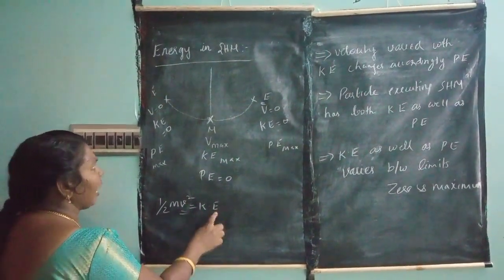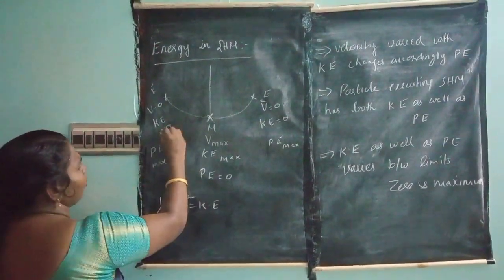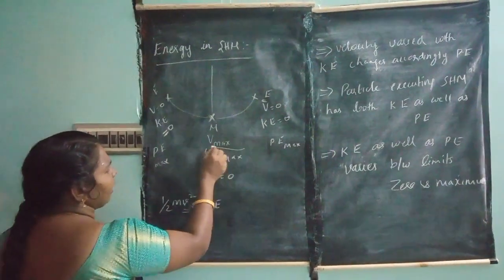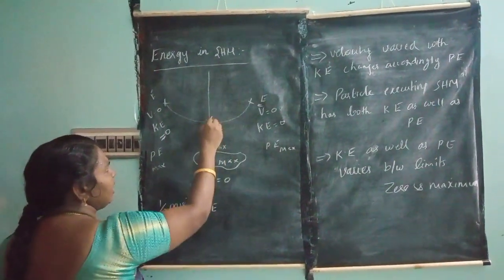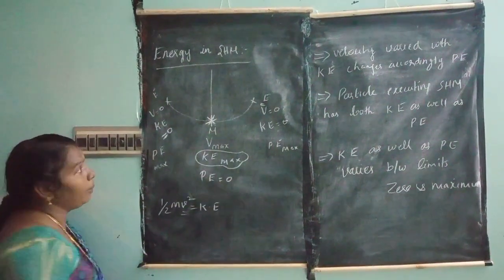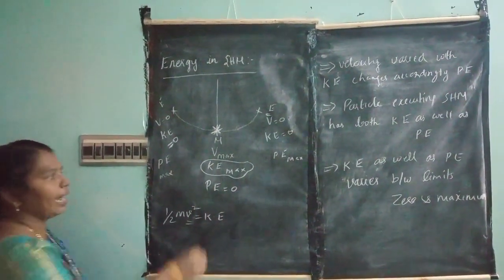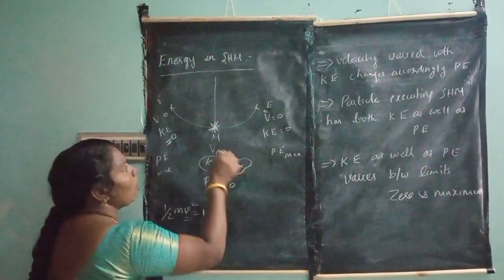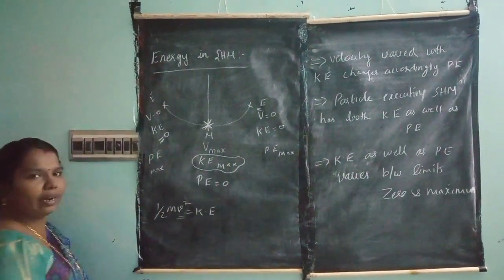Therefore, the kinetic energy term is also equal to 0. Therefore, the kinetic energy is maximum only at the mean position. Can you understand, ma? Yes.